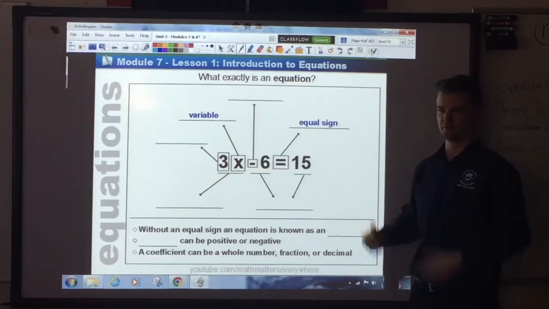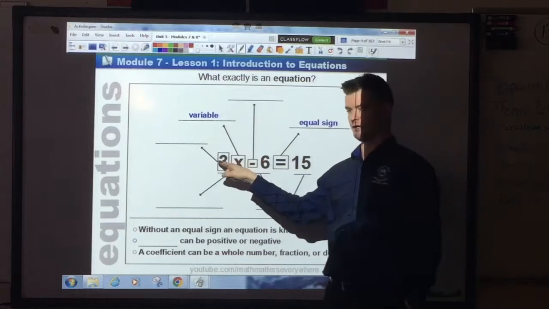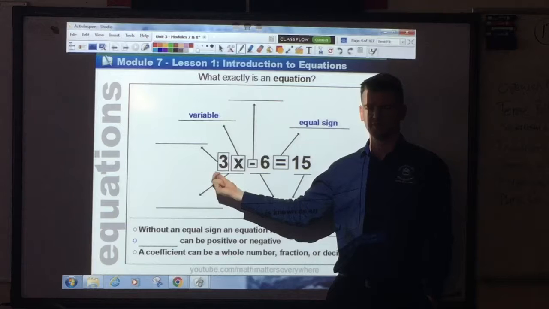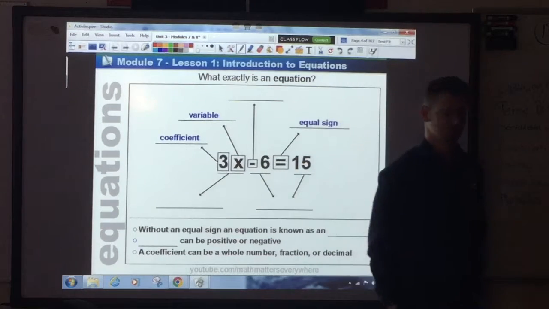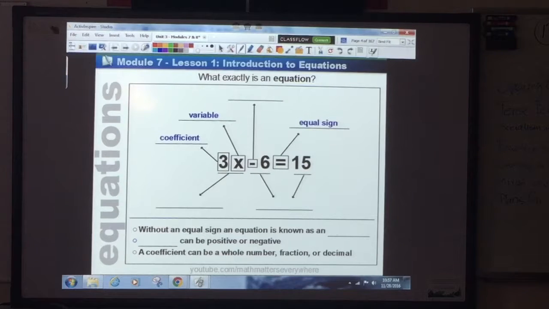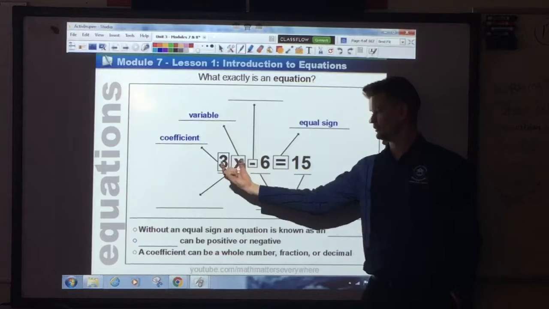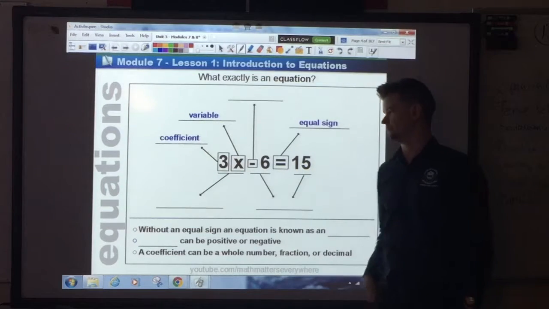Anyone think they know anything else up here? The 3 is the coefficient. Good job. The 3 right here, the number located next to a variable, can be a whole number. It can be a fraction. It can be a decimal. It's known as the coefficient. It's the numerical part of a mathematical multiplication expression. Whatever number is next to the variable, that's multiplication, and that is known as the coefficient.